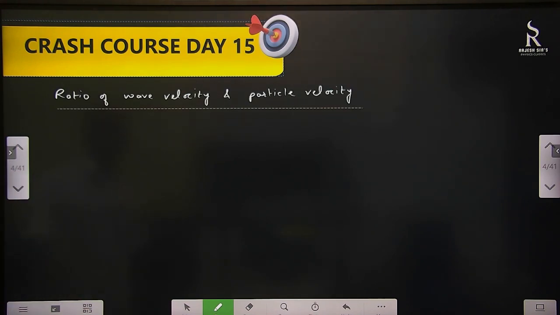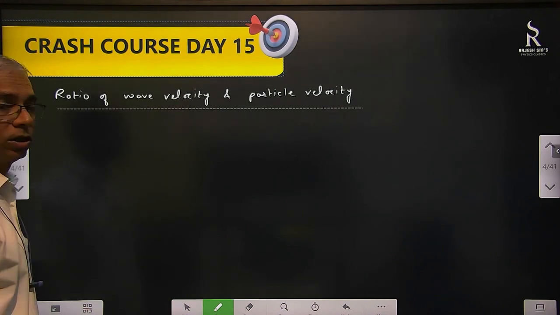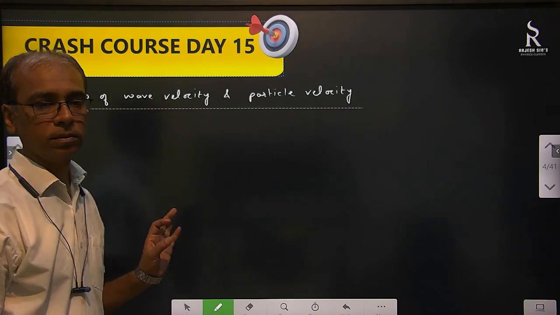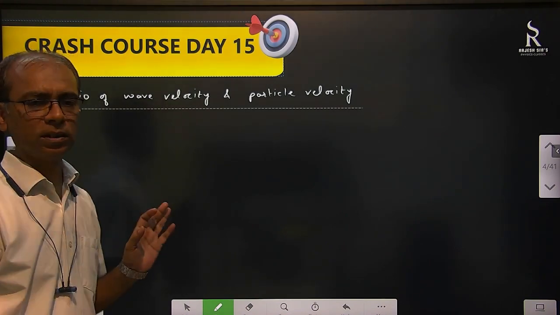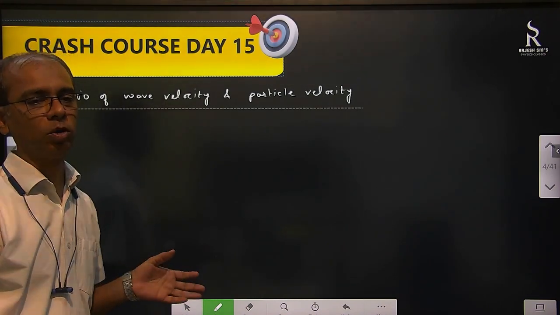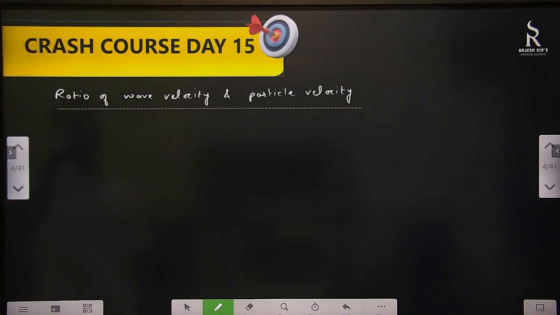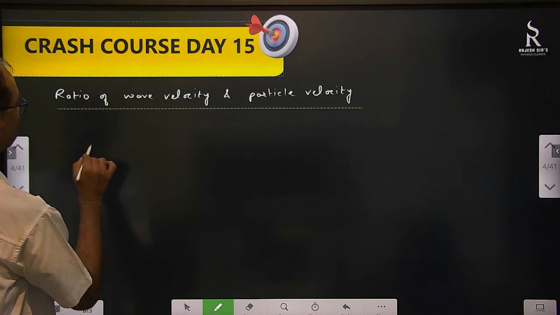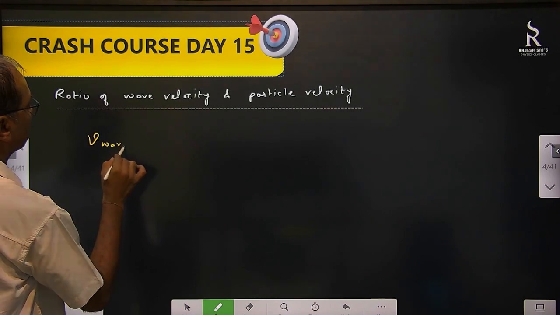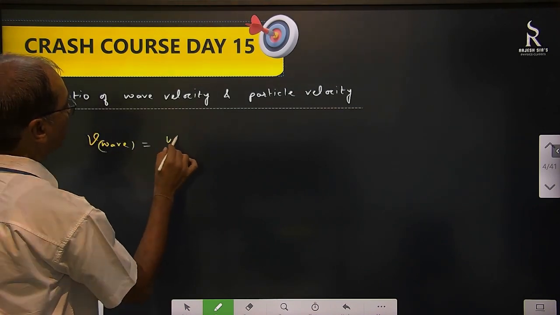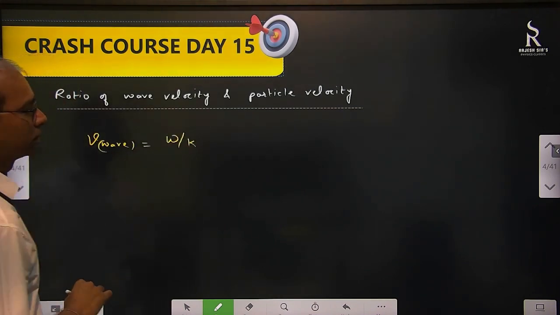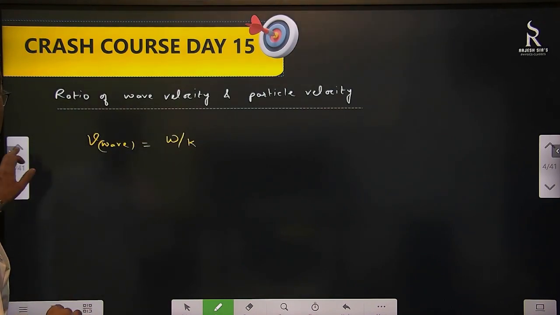Then what do we have? Ratio of wave velocity and particle velocity. Okay, fine. Acceleration also we can talk about for the particle. It will be the same as in SHM we saw. Maximum acceleration will be ω square a, right? So ratio of wave velocity and particle velocity. Fine. So what is wave velocity first? Wave velocity is ω by k.